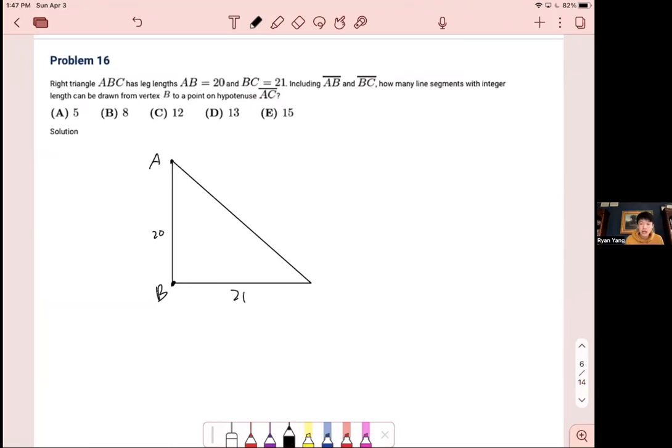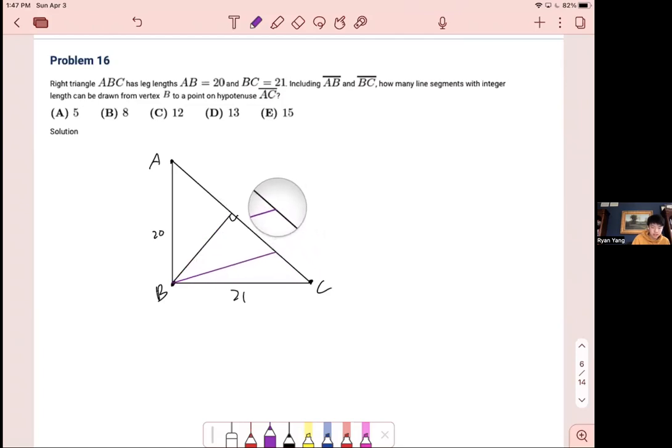Including AB and BC, how many line segments with integer length can be drawn from vertex B to a point on hypotenuse AC? So if you visualize it, the length of the segment is largest when it's at AB, and it slowly shrinks. It gets shorter and shorter, and it reaches its shortest point when it is the perpendicular, and then it gets longer and longer.